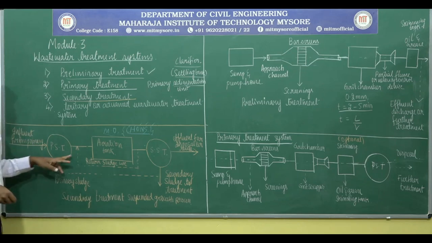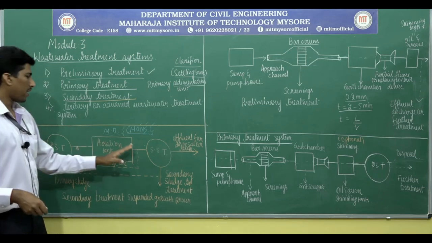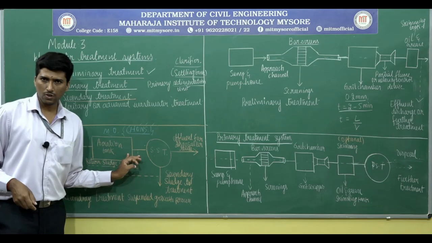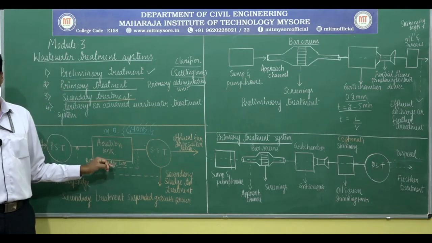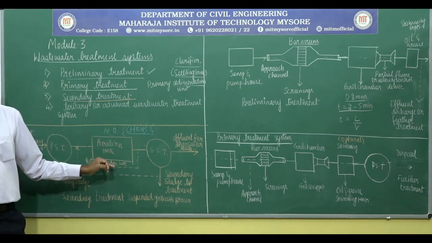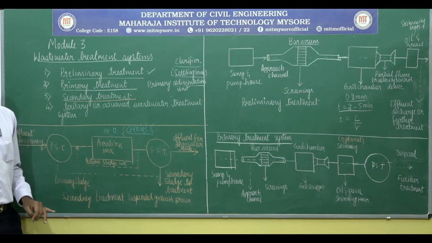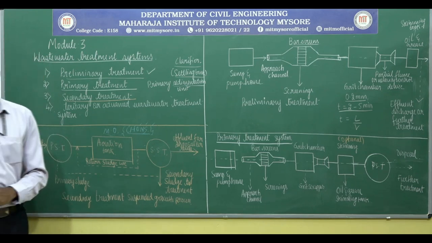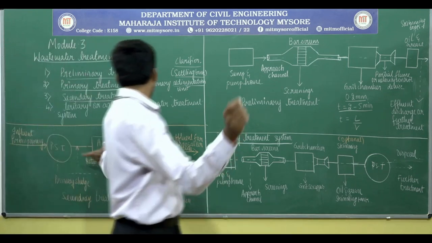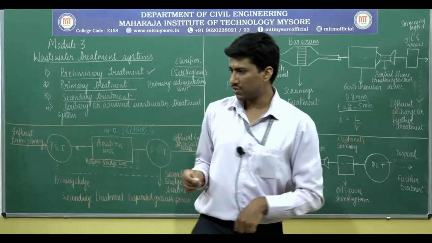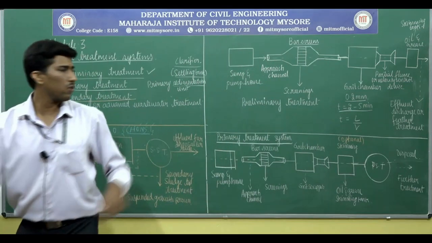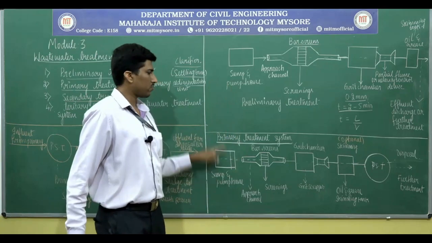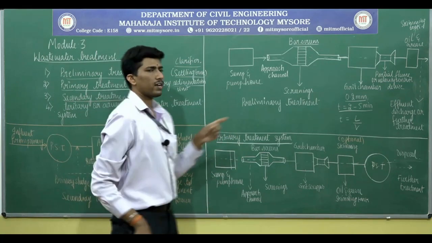Normally, this aeration tank can also be replaced by stabilization ponds, aerated lagoons, aerobic or anaerobic lagoons, or biological contactors, which we call rotating biological contactors. Now let me show it again in the case of the trickling filters. I hope you have understood the concept of this. Let me draw the diagram.